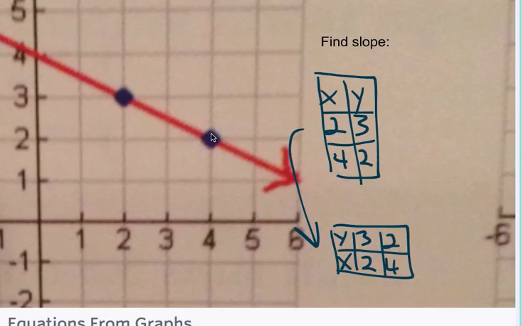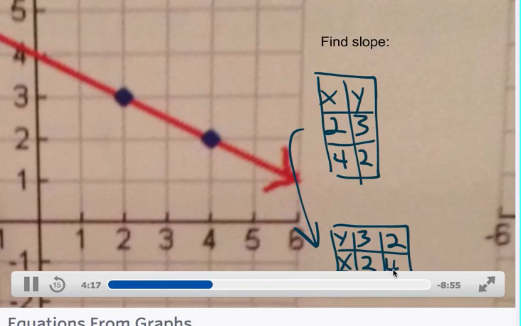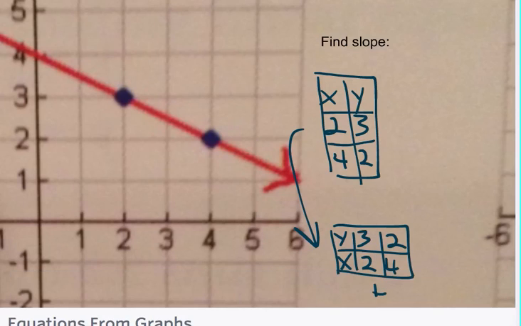So now we just need to know how far is it from 3 to 2, and how far is it from 2 to 4. So from 2 to 4 we add 2. To go from 3 to 2 we subtract 1. So our slope is -1/2.